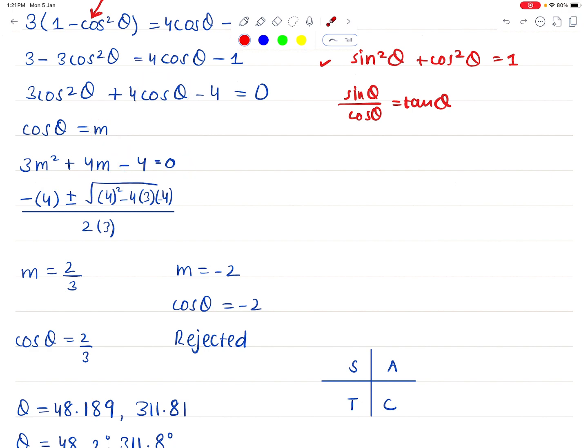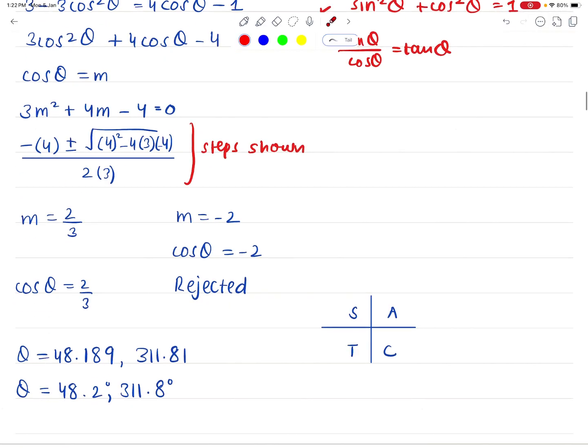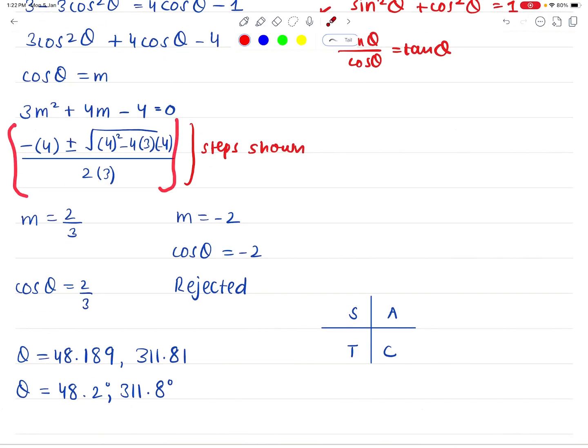You need to show these steps, otherwise you will not get the mark for this quadratic equation. Either you can do it by middle term breaking, or you can do it by this quadratic formula. Anyways, when you put this into your calculator to solve it, you will get two values, 2 over 3 and negative 2. Negative 2 is obviously going to be rejected because m is actually equal to cos theta, and cos inverse of negative 2 does not exist, so this is going to be rejected.